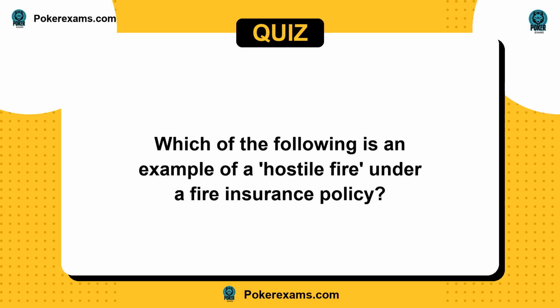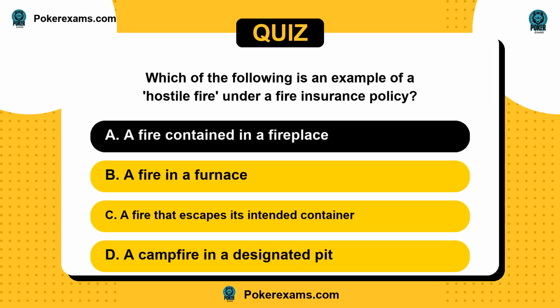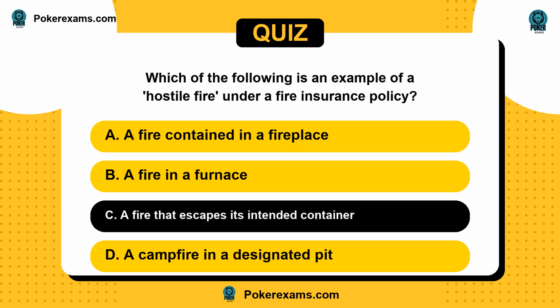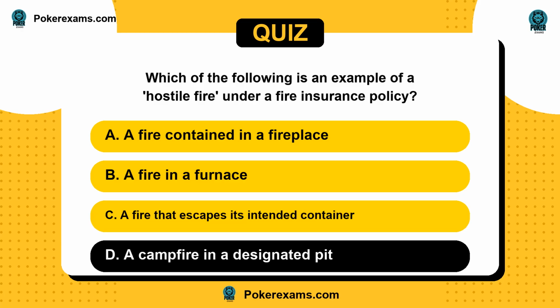Next question. Which of the following is an example of a hostile fire under a fire insurance policy? Is it A, a fire contained in a fireplace? Or B, a fire in a furnace? C, a fire that escapes its intended container? Or D, a campfire in a designated pit?